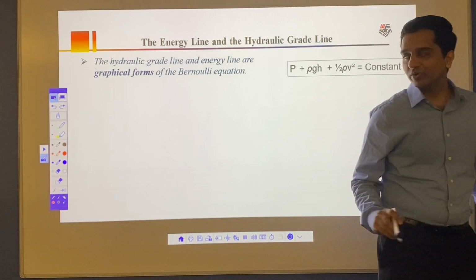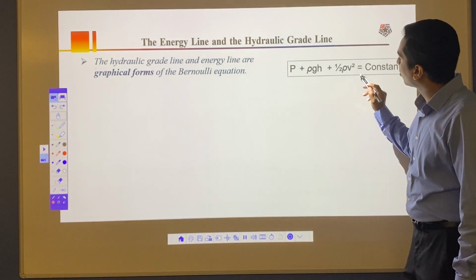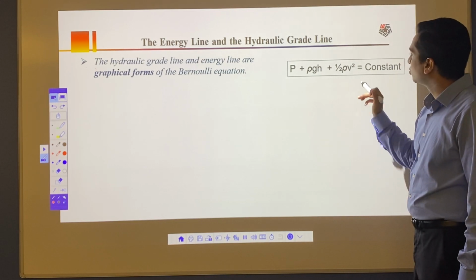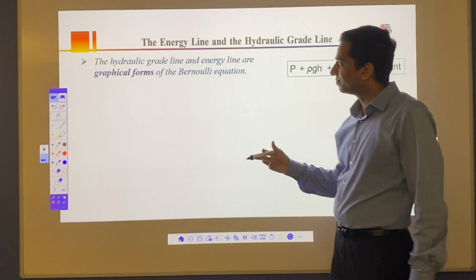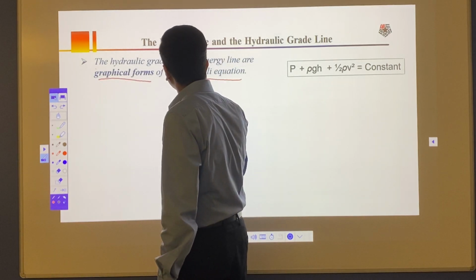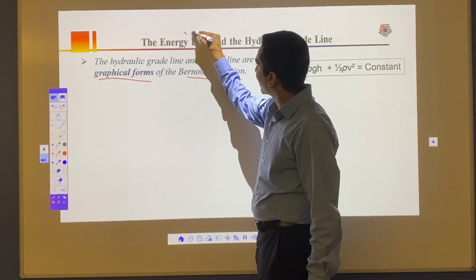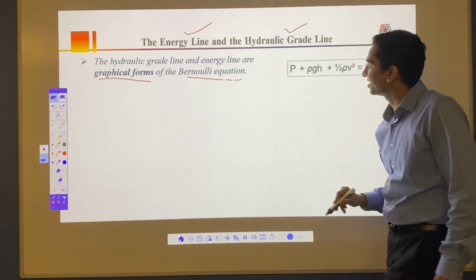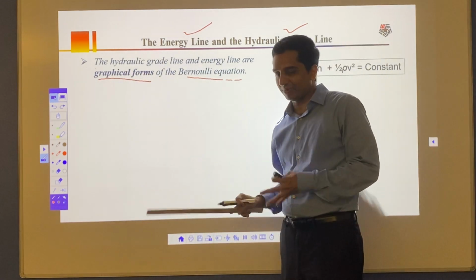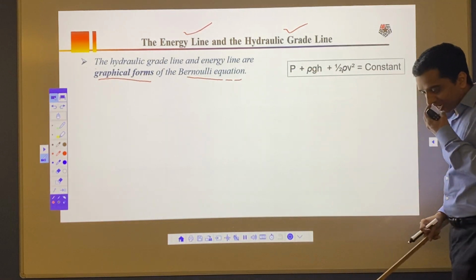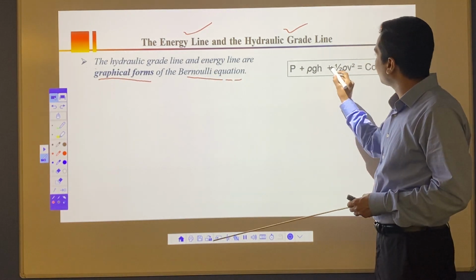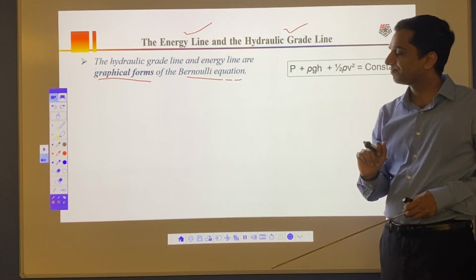We have a Bernoulli's equation. This is a mathematical form of Bernoulli's equation, but there is another way to look at this equation. Sometimes it is useful. It's called a graphical form of Bernoulli's equation, and that's what we can do with the energy line and hydraulic grade line. We can see the equation in graphical form, and that's the idea. But to see it in graphical form, we have to modify this equation slightly.